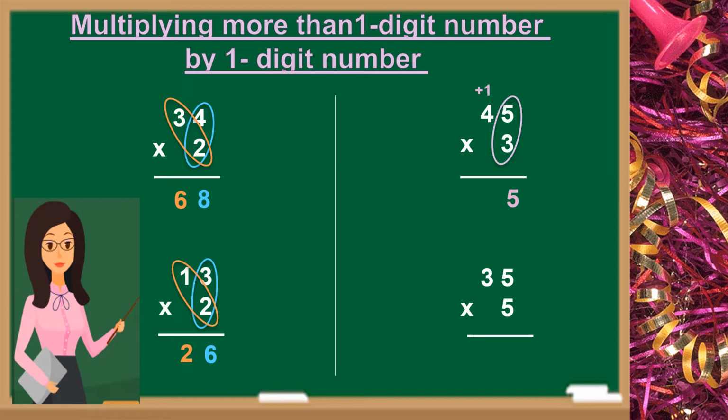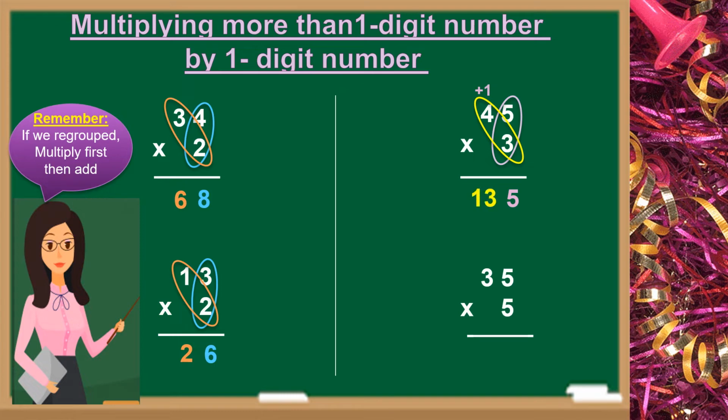But remember, if we regrouped in multiplying, we will multiply, then add. It means I will not add 1 plus 4. No, I must multiply first. So I will multiply 3 times 4, then I will add 1. 3 times 4 equals what? 12. 12 plus 1, 13.